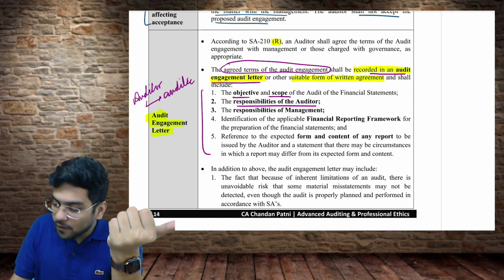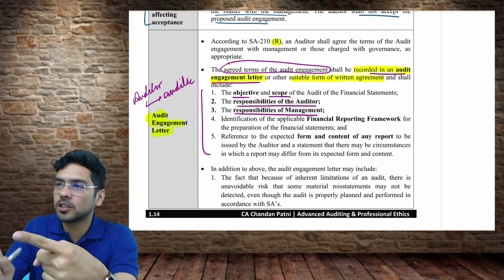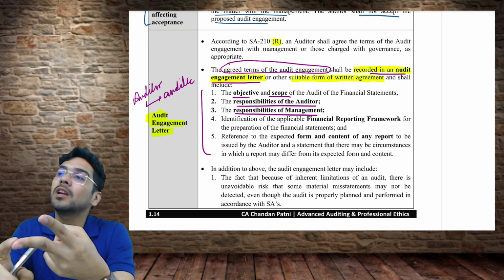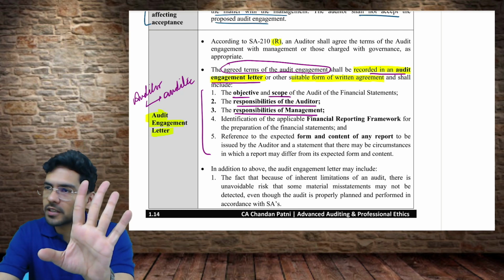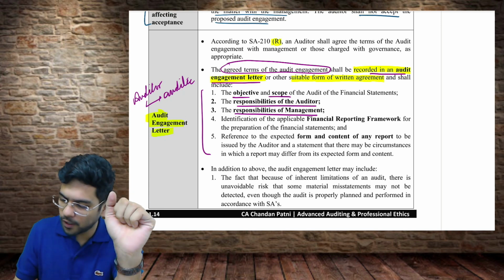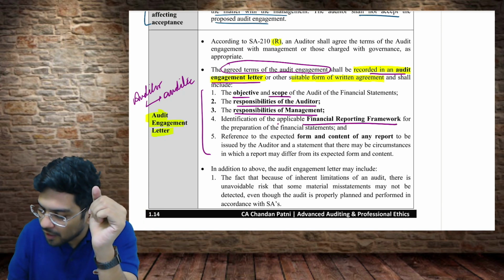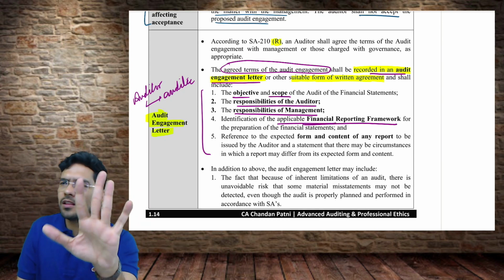Third is the responsibilities of the management, that you shall be responsible for preparing the financial statements, you shall be responsible for internal controls, etc. So it's better if you make our responsibilities very clear in this document. Then we can also mention that since you are a company, this is the FRF that is applicable to you. It is better to write it in the AEL.